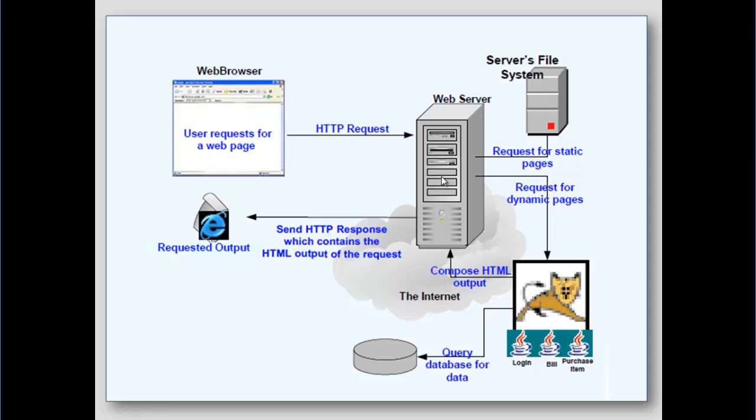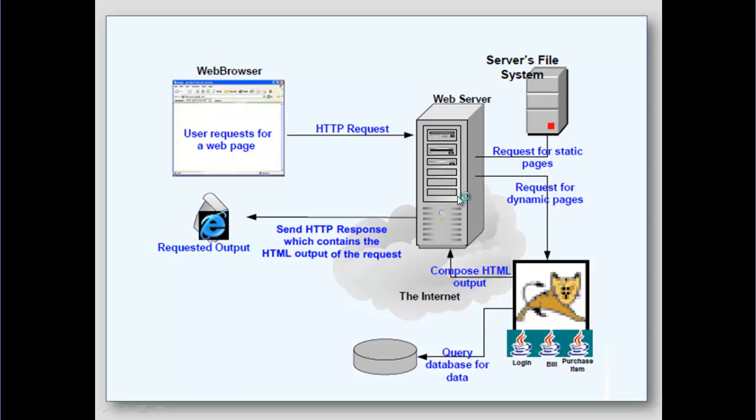Here the web server has to identify whether the request is a static request or a dynamic request. Means if the page is some static page, suppose contact us, the contact us page usually has some static information. So if the information that the browser is looking for is static information, then the server will look into its local file system, get the file, and will send the response back to the client with the requested output.